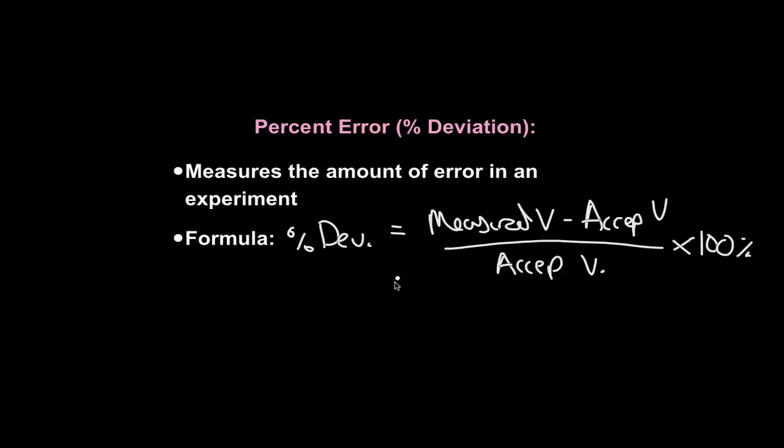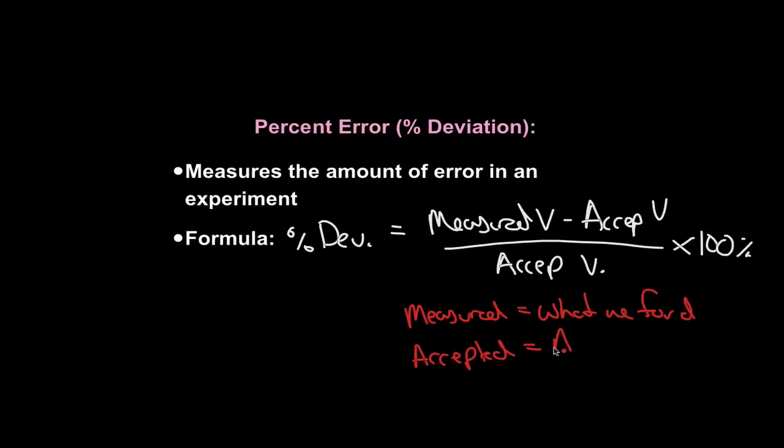The measured value is what we found in our experiment. The accepted is also known as the actual value. It's whatever the actual answer might be. An example of how we might use this.